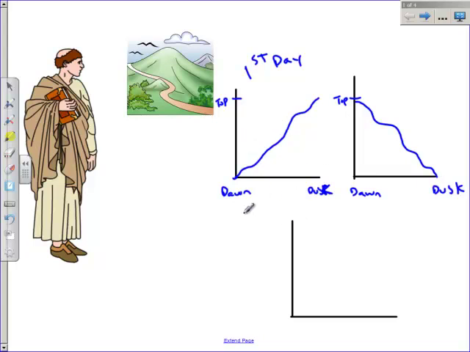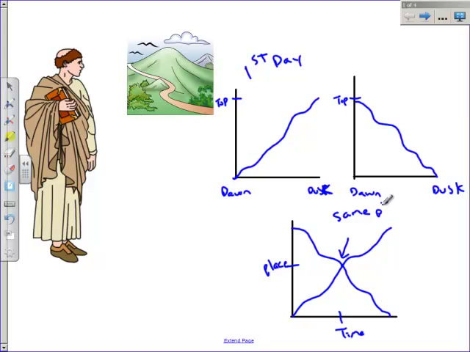So let's take a look at these two graphs right on top of each other. So day 1, he goes up to the top there, and then day 2, he comes back down to the bottom here. And this point right here has a time, some point during the day, and also a place, some place going up the hill. And at that point where those graphs cross, he is at the same place, the same position, and at the same time of the day. So that's why he got that deja vu feeling.